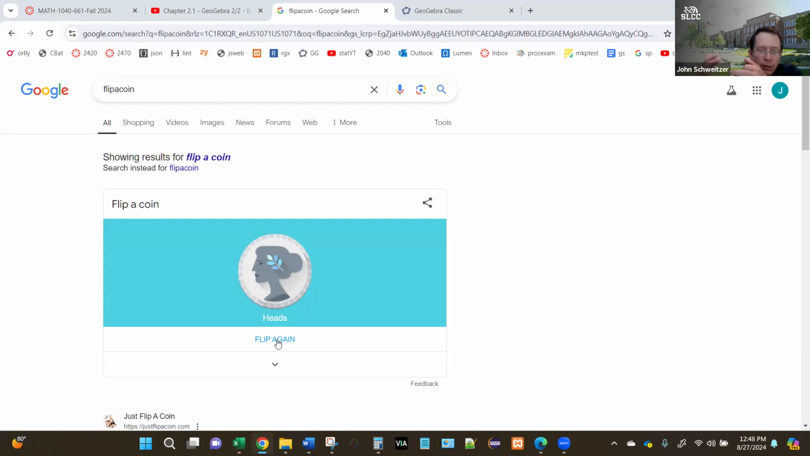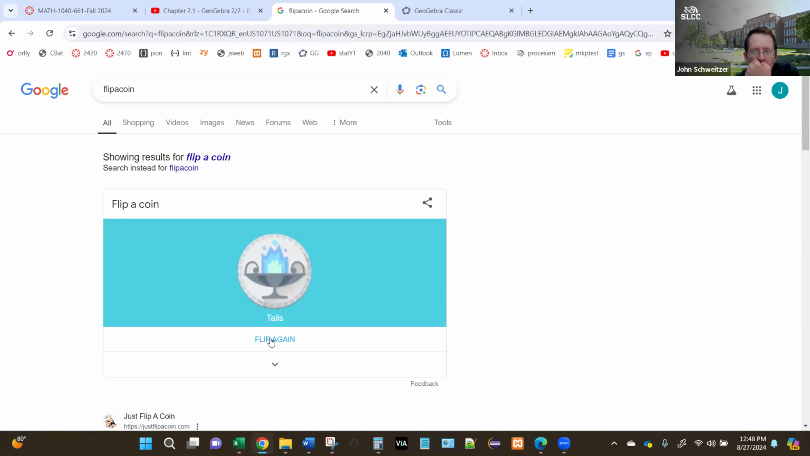The other option is to reach into your pocket and pull out a coin. I typically don't have many coins around, but if you've got a coin, you can pull it out and do this. But if you don't have a physical coin at hand, go ahead and go to Google and press flip a coin.